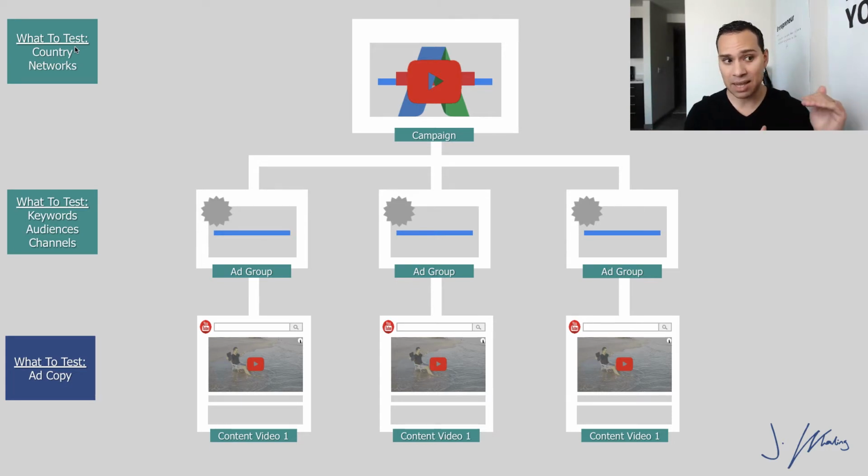So on the campaign level, pretty much what I typically test once I know the targeting and the audiences, I'll get into one caveat here, is the country or the networks. So we'll go through that. And then on the ad group level is where we test the keywords, we test the channels that we're targeting, and then we test the audiences.